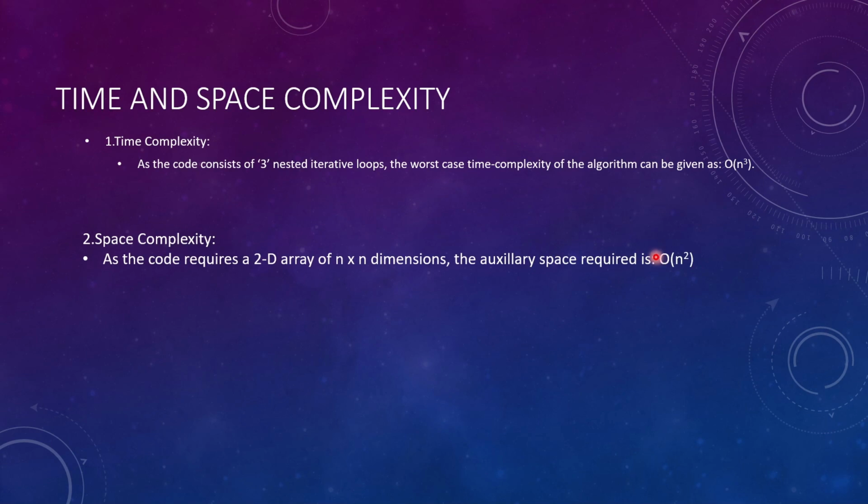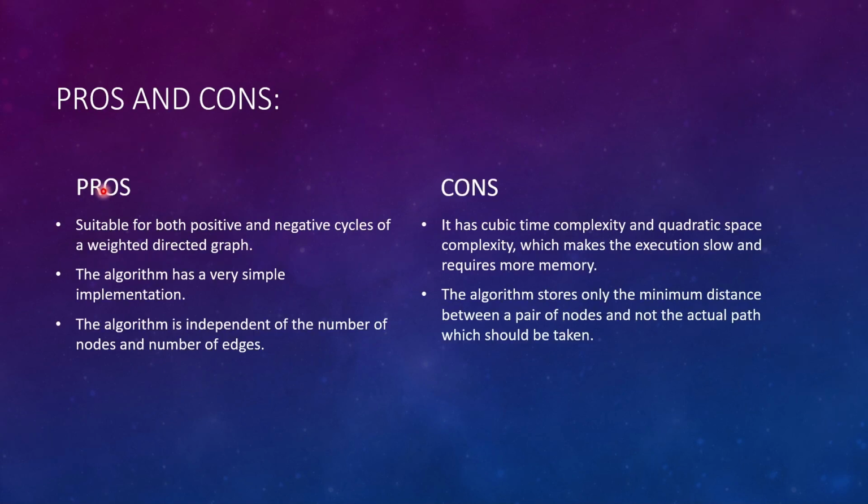Let's get on to the advantages and disadvantages of Floyd Warshall's algorithm. So, let's come to the advantages. The Floyd Warshall algorithm is suited for both positive and negative edge weights of a weighted directed graph. As you can see in the theoretical example, we took some edge weights as negative numbers as well as some positive numbers. So the sign is not an issue here.